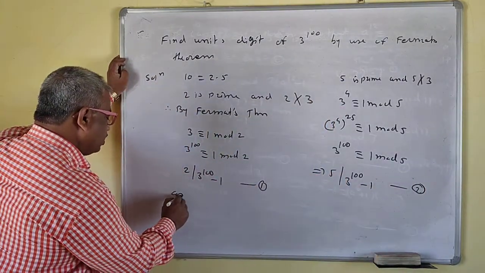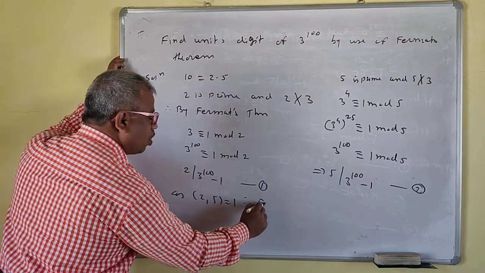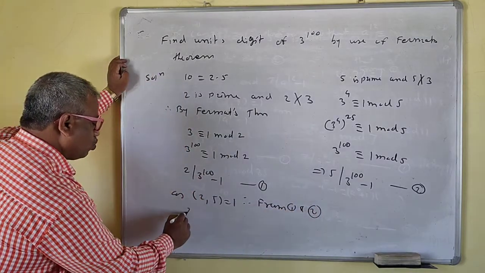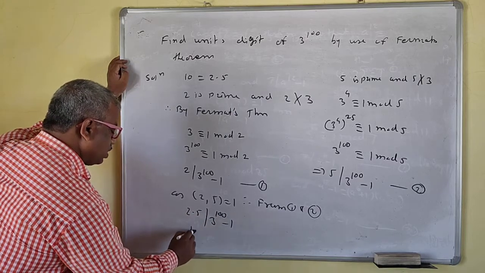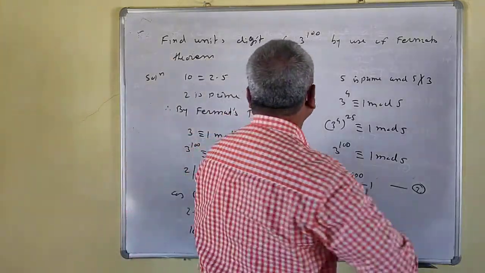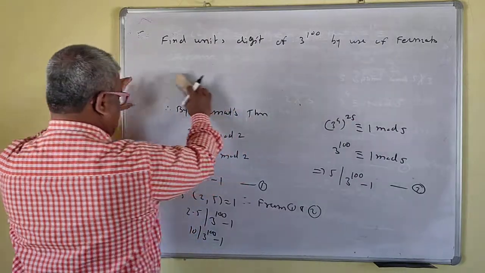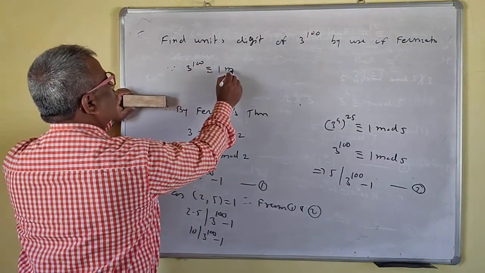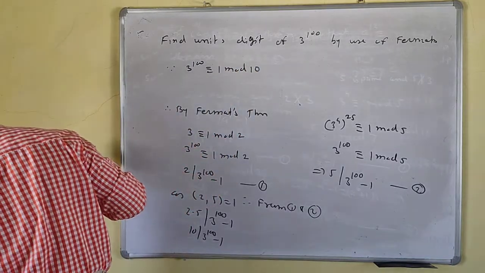As the GCD of 2 and 5 is 1, from 1 and 2, 2 into 5 divides 3^100 minus 1. That is, 10 divides 3^100 minus 1. Therefore 3^100 is congruent to 1 mod 10.